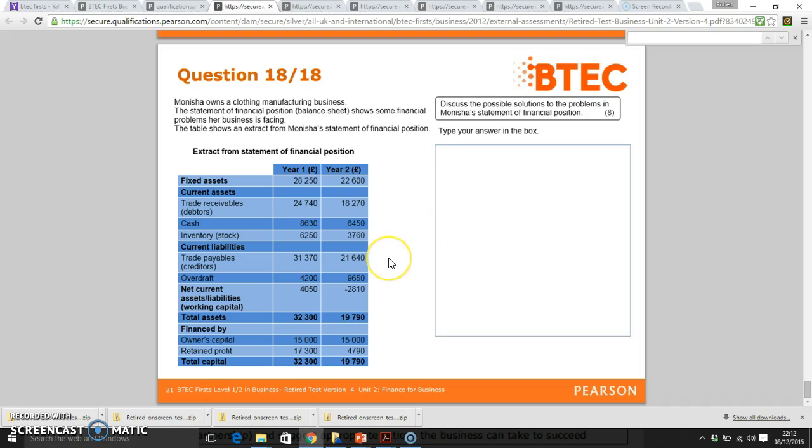If we then have a quick look at the current liabilities, okay, so in this case the amount of people that we owe money to, our creditors, has gone down, which is good news, except it also probably indicates that the reason it's gone down is because we don't need as much stock. We don't owe our suppliers as much money for the stock that we're buying. The big problem in this current liabilities is the overdraft's more than doubled. So possible solutions, Manisha needs to see about reducing the overdraft, which has gone from 4,200 to 9,650.